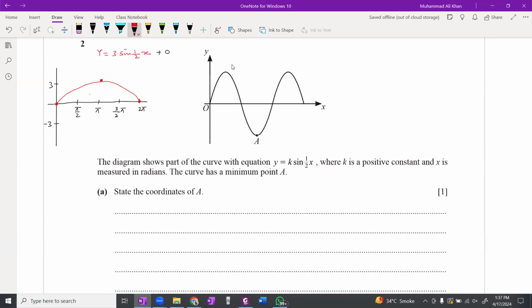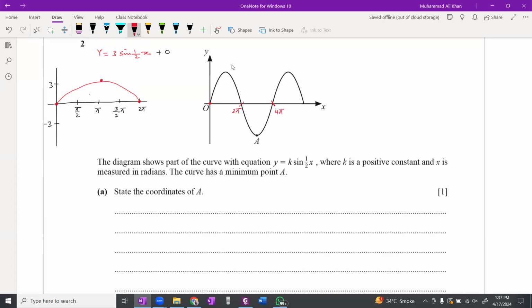So according to the diagram of the question, can we say that this is 0? So what is this value? This value is 2 pi. And now, if this value is 2 pi, then the second curve will cross the x-axis at 4 pi because it is a symmetric curve.